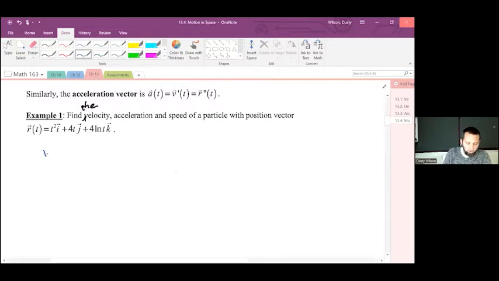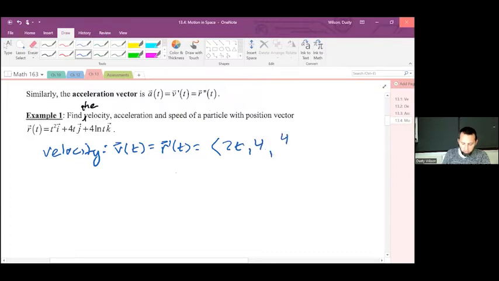So to find the velocity, this will be v of t, which is equal to r prime of t, or it looks like we'll have 2t, comma 4, comma 4 over t, not 4 over ln of t. There's our velocity function. If we want the speed, it will be the magnitude of this velocity function.